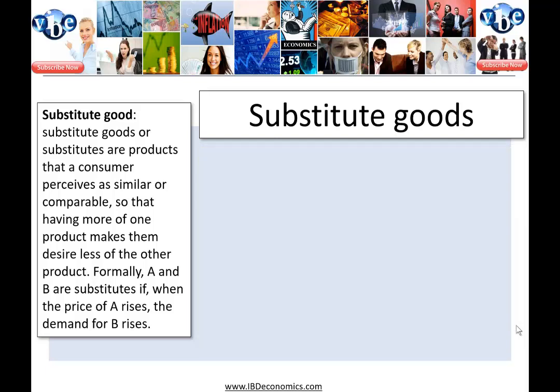Okay, when we go away and do our XCD calculations, it can tell us whether the two goods are substitutes or not, and it can tell us the strength of the relationship between the two goods, whether they're close substitutes or weak substitutes to each other.